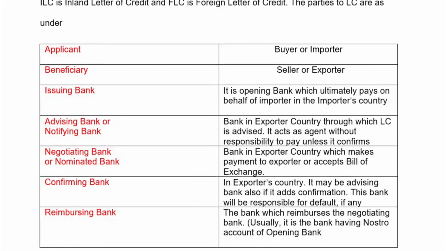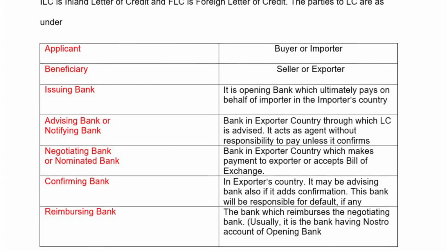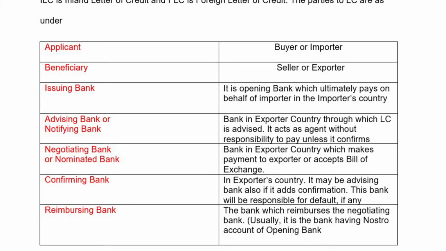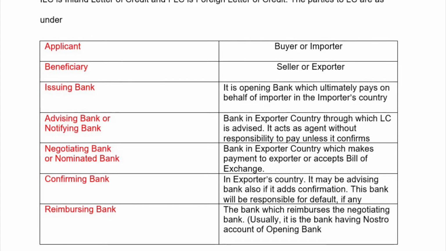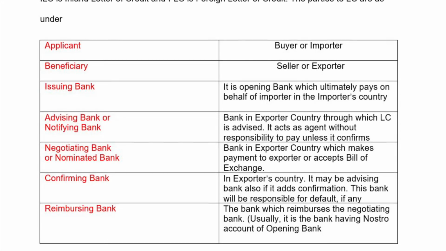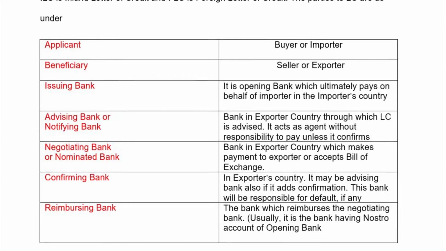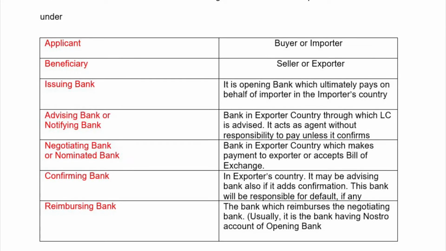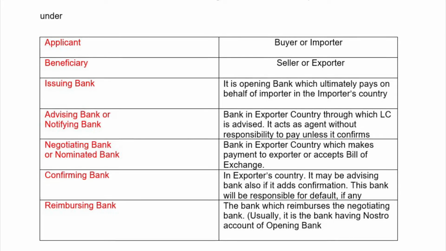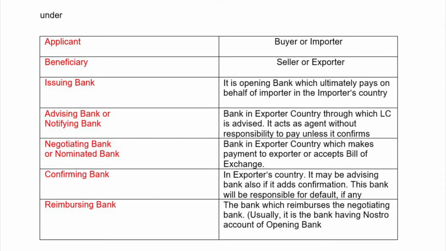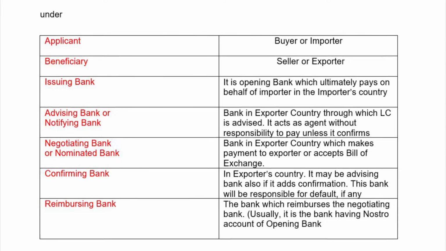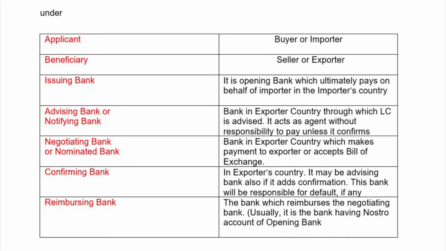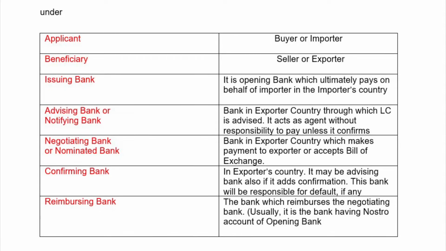And next one, advising bank or notifying bank. An advising bank or notifying bank is simply an agent. It won't confirm, but simply acts as an agent, a mediator kind of thing. Next one, negotiating bank or nominated bank. This is the important one. The nominated or negotiating bank is the bank which makes the payment to the seller or exporter. Next one, confirming bank.